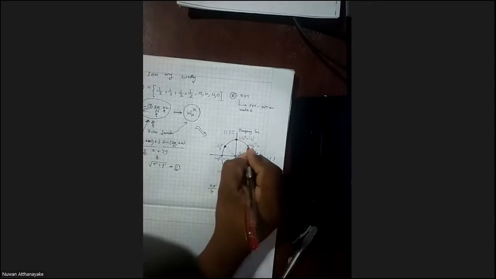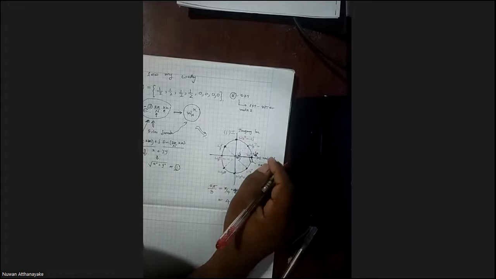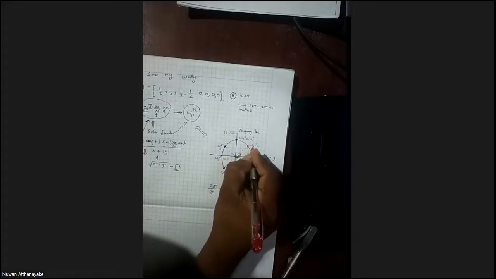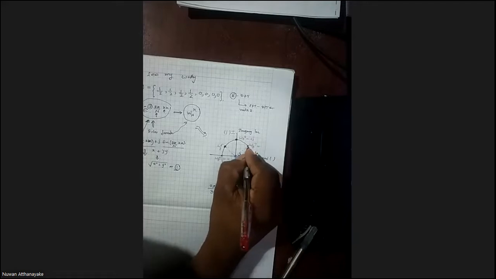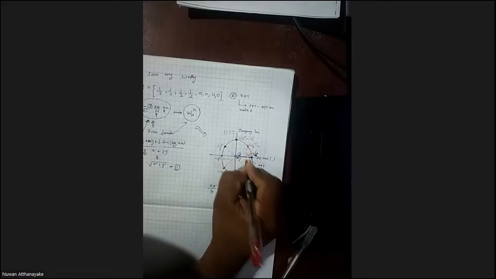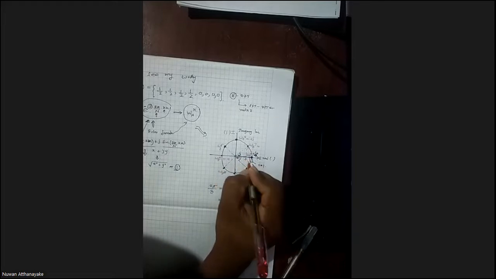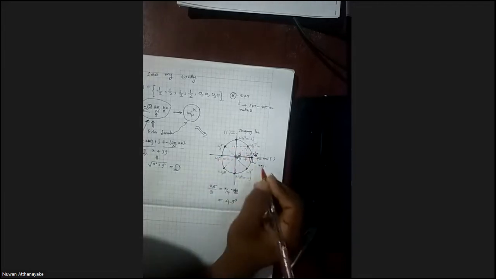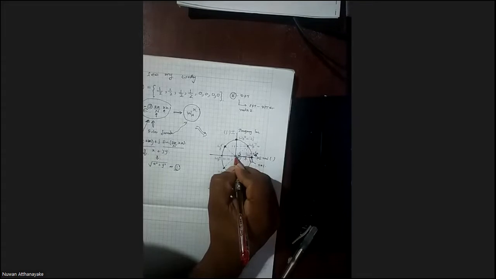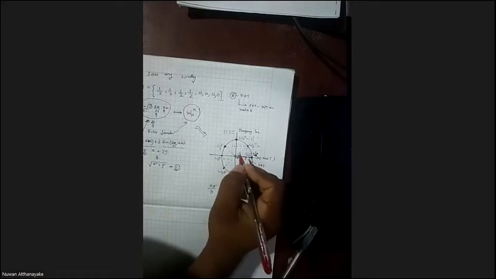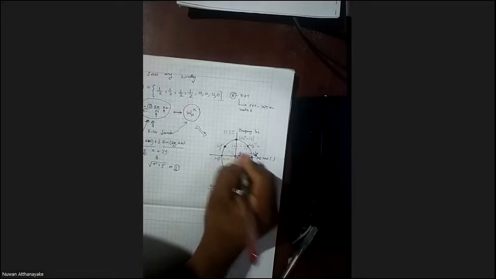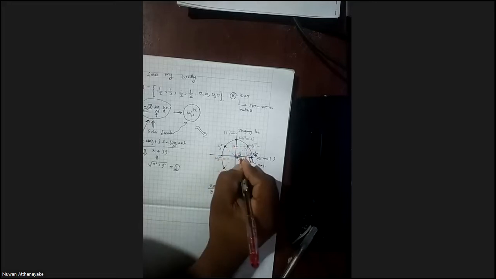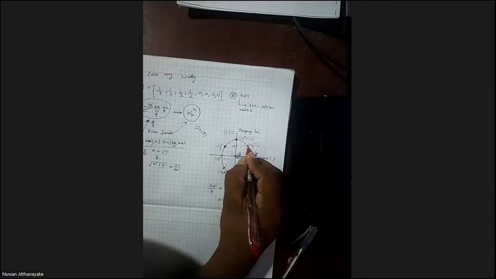Okay, what about this point? How to find this point? If you find the coordinate or the value, the real part is the value at this point, and the imaginary part is the value at this point. So how to find this value and this value? How to find? Yes, you can see that this is the radius and it is 1.